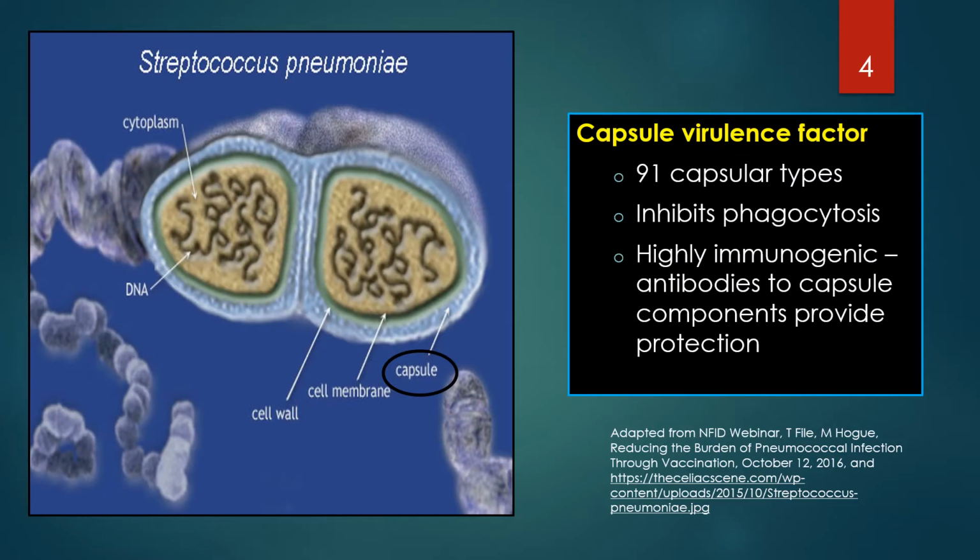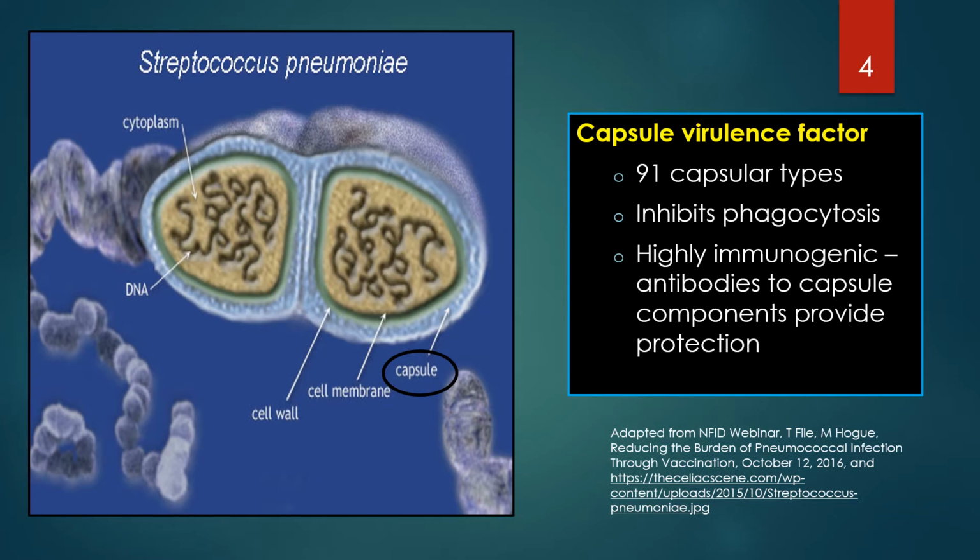The etiology for pneumococcal infections is a capsulated gram-positive organism called Streptococcus pneumoniae. The organism has a thick polysaccharide capsule, a virulence factor that protects the organism from phagocytosis, but also is highly immunogenic since antibodies to that polysaccharide capsule provide protection against infection.